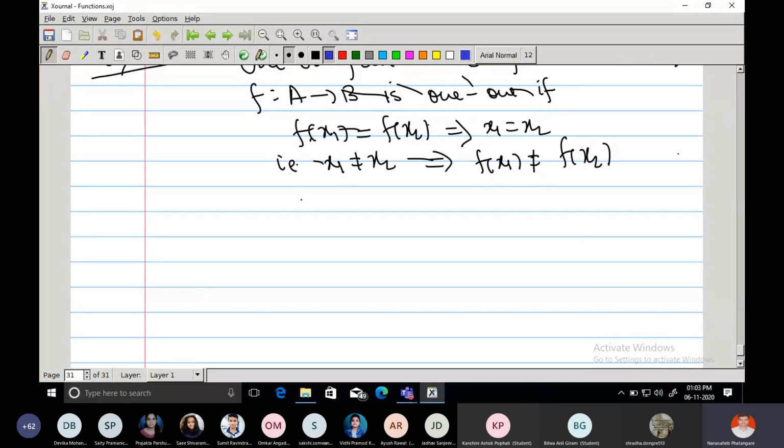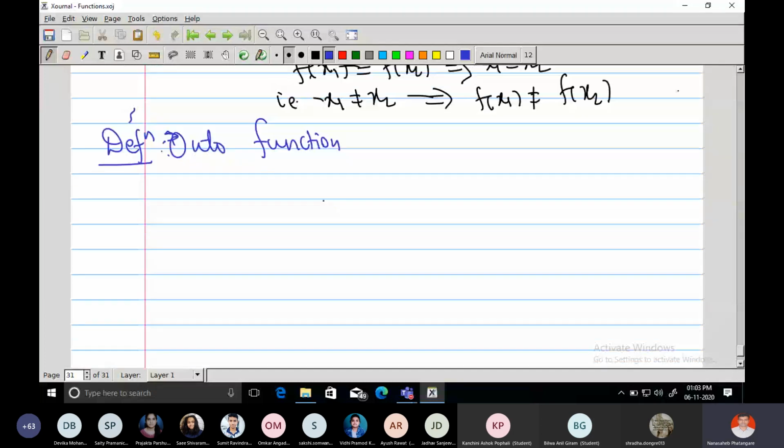Given a function, it may not be one-one, but see, there is a difference between the definition of a function and a one-one function. Now, onto function, or surjective function. Onto function is also called surjective.